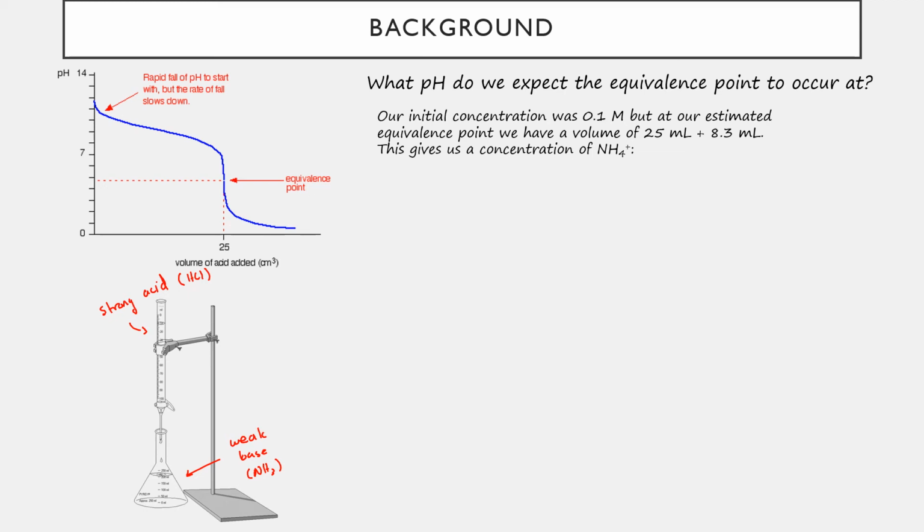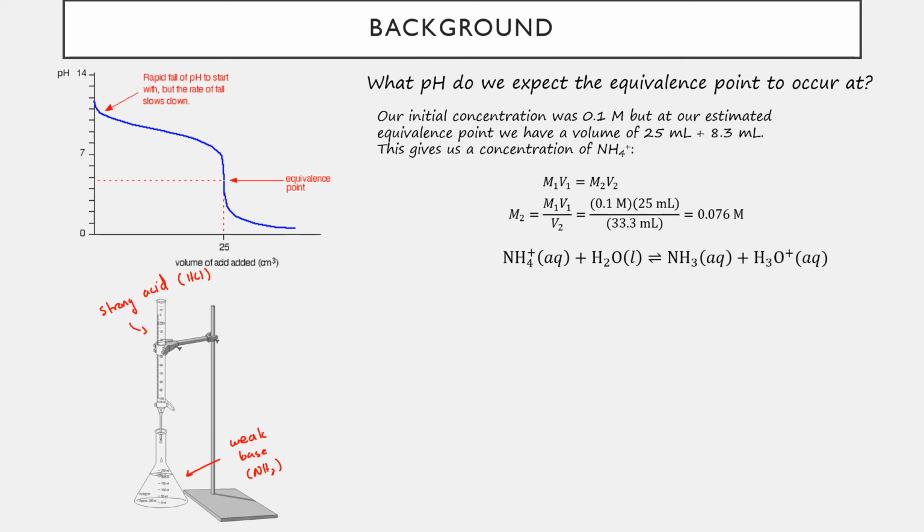everything's reacted. We can calculate what this new concentration is using just the M1V1 equation that we used a lot in the first semester. So M1V1 equals M2V2. I rearranged that for the molarity at the equivalence point after I added 33.3 milliliters. You should expect that the concentration has decreased because you've added some volume, but you've not changed the number of moles that are present. So our new concentration ends up at 0.076 molar.